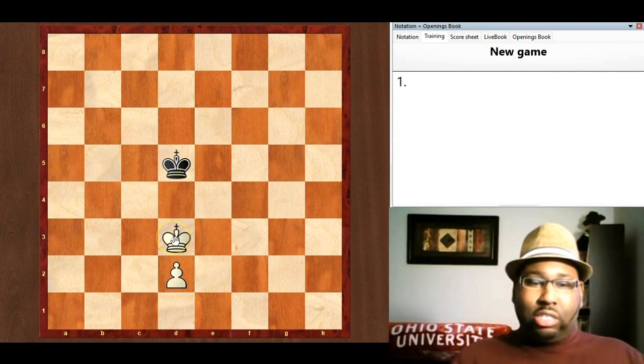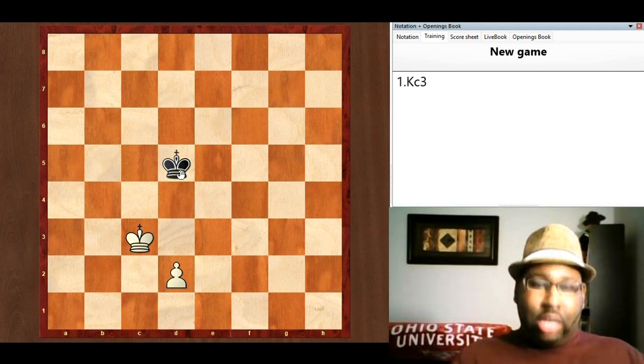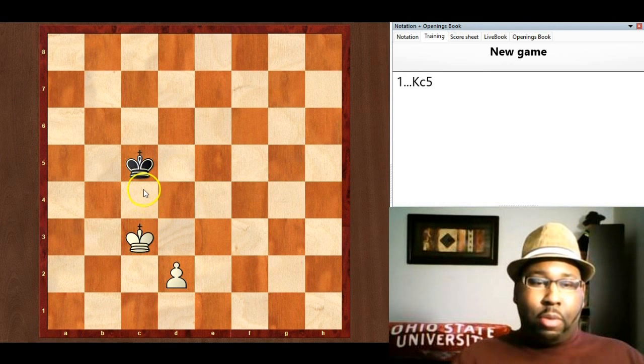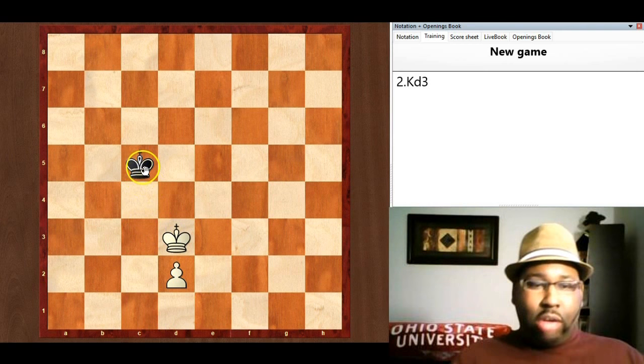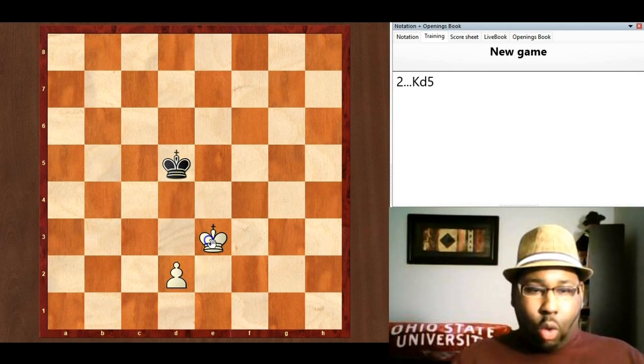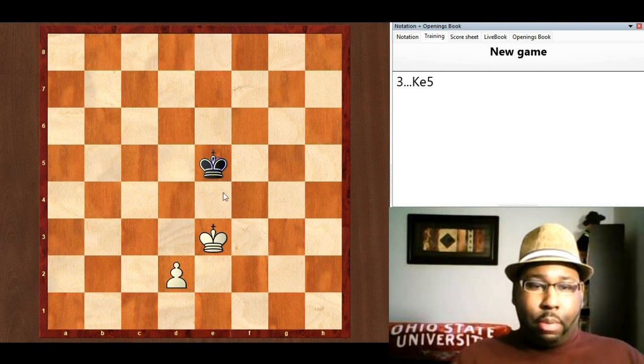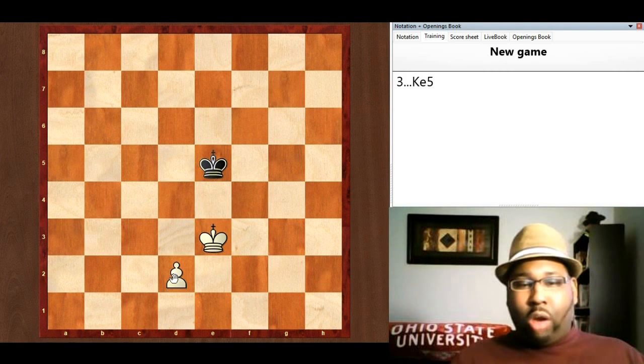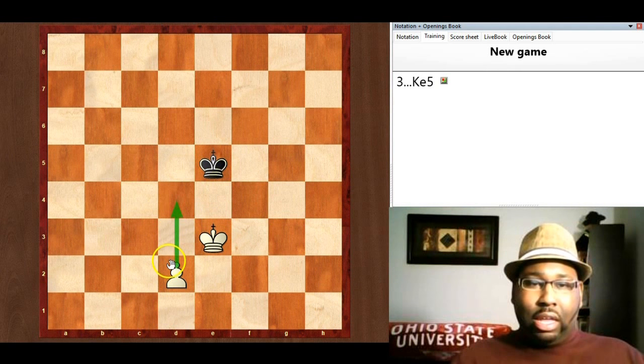The reason why this is a draw is because now black has the opposition because he can just follow white. So when white moved there to c3, black can just mirror him, c5. White goes back to d3, black goes to d5. White goes to e3, black goes to e5 here. And then if white says, well, why don't I push the pawn, right?